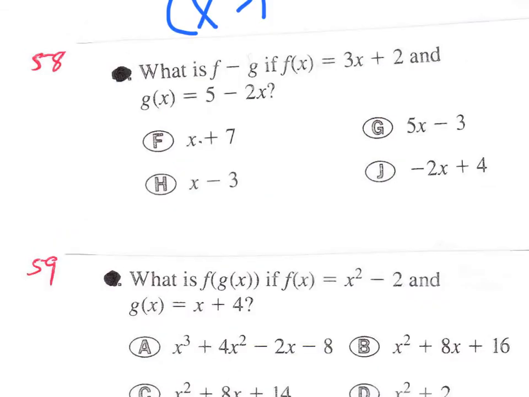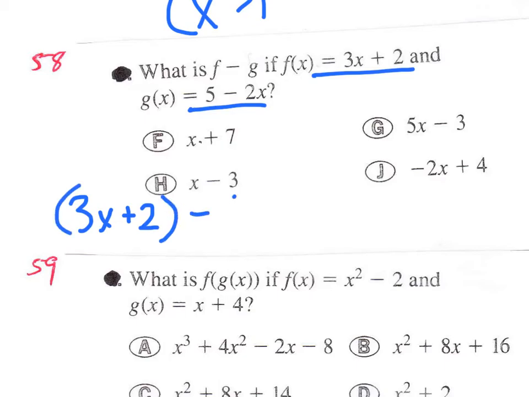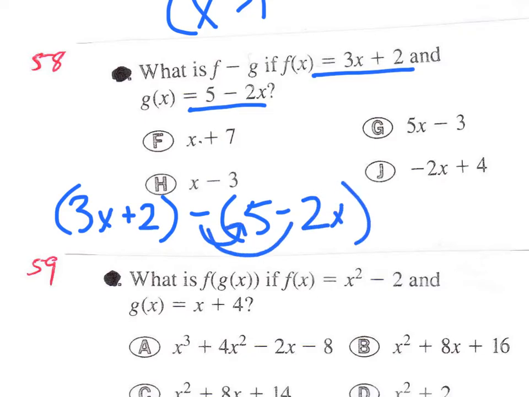Number 58, we're doing some function work here. What is f minus g? So here's f, here's g. So plug that in for f minus g. It's going to look a little something like this, like 3x plus 2, that set, minus this set. That's the g. So maybe distribute that negative, and then combine all your like terms and see what you get for 58.